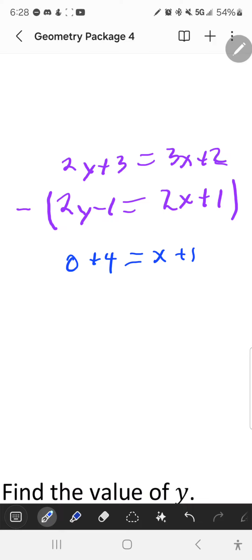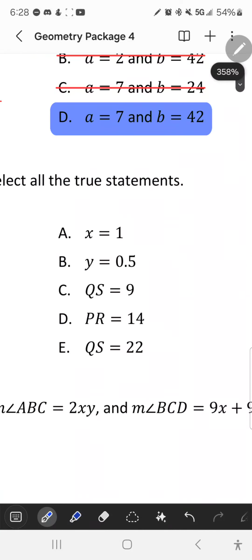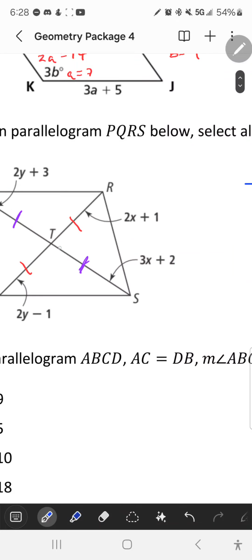Now, I'm going to subtract 1 from both sides. And I get that x equals 3. Now we have a value for x, which is not the value they say here. So this is wrong. Now that I have the value for x, I can say again 2x plus 1 equal to y minus 1.